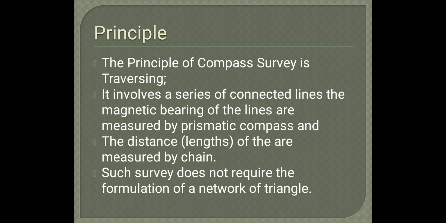What is the principle? The basic principle involved in compass surveying is traversing. It involves a series of connected lines where the magnetic bearings of the lines are measured by a prismatic compass and the distances are measured by chain. Such a survey does not require the formation of a network of triangles.